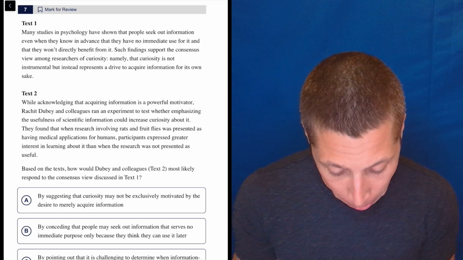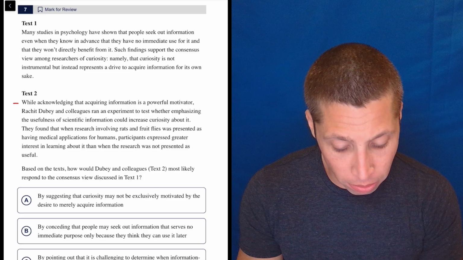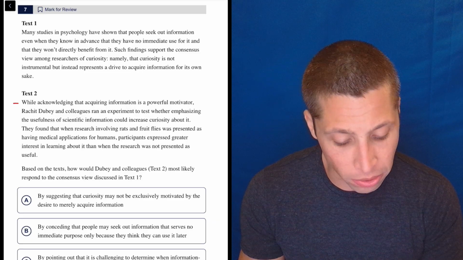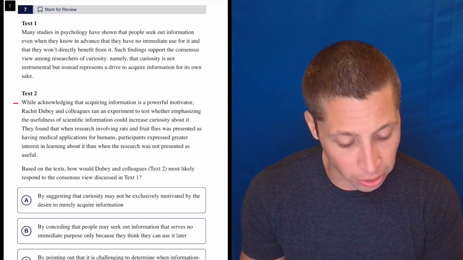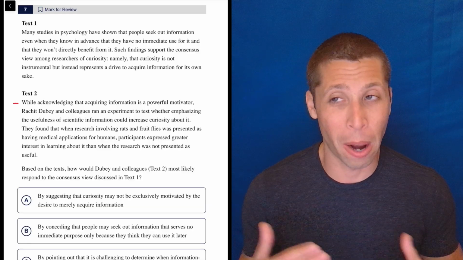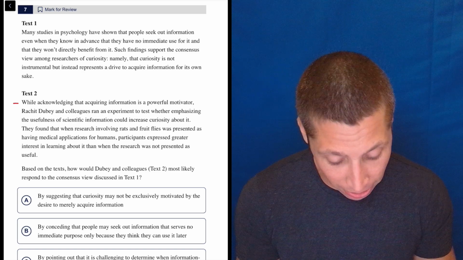So let's start here. While acknowledging that acquiring information is a powerful motivator, these people ran an experiment to test whether emphasizing the usefulness of scientific information could increase curiosity about it. So just a pause there. This is already sounding like one of those things where I want to use some up and down arrows to indicate what's happening.